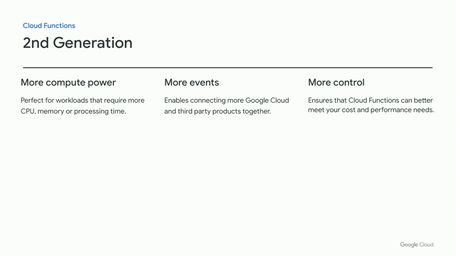And with more events, you can connect more Google Cloud and third-party services together, creating even more solutions than ever before. Finally, more control means you'll be able to better tune the performance and cost of your function. It's true that Cloud Functions scale to 0, but these added controls help you get the most bang for your buck while they're processing.